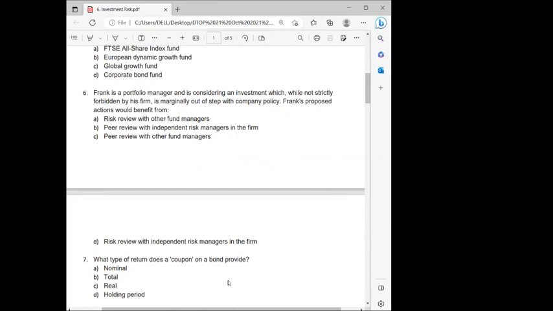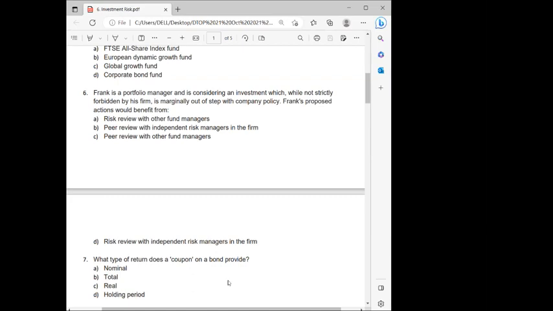Now first get the question clarified. Now you are a portfolio manager considering investment. Now you are saying that although this investment is not completely away from the policy, still it's a little out from your company's policy. That's not very different. So there's no major difference, but a little away from your policy. Then that will have its own risks involved. So the action would be risk review with other fund managers. That is within the firm it might occur. Peer review with independent risk managers in the firm again, right?